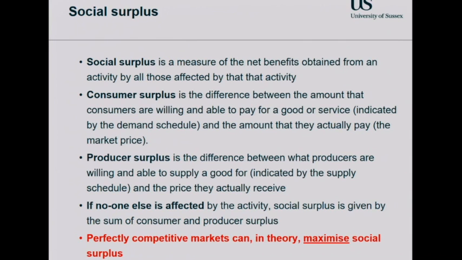Assuming no one else is affected, social surplus is given by the sum of the two, consumer surplus plus producer surplus. And the argument is competitive markets can maximize that.